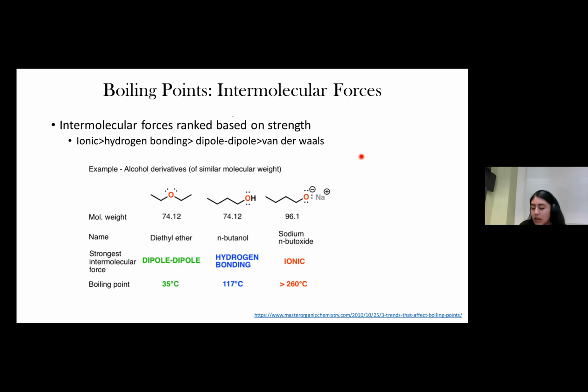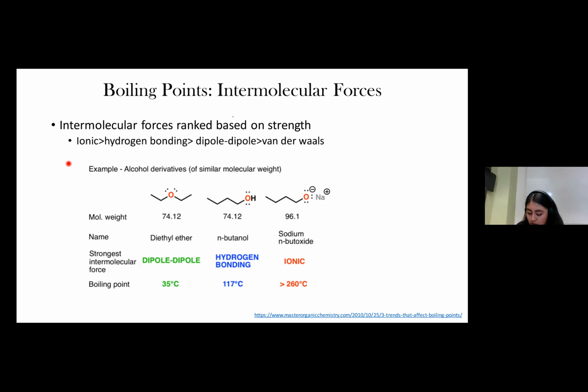Okay, so now how does this affect boiling points? Because this is a stronger interaction as compared to van der Waals, whenever a molecule has this type of interaction, the boiling point is going to be higher. If we're comparing boiling points of molecules, if those molecules have stronger interactions, they're going to be harder to pull apart, right?